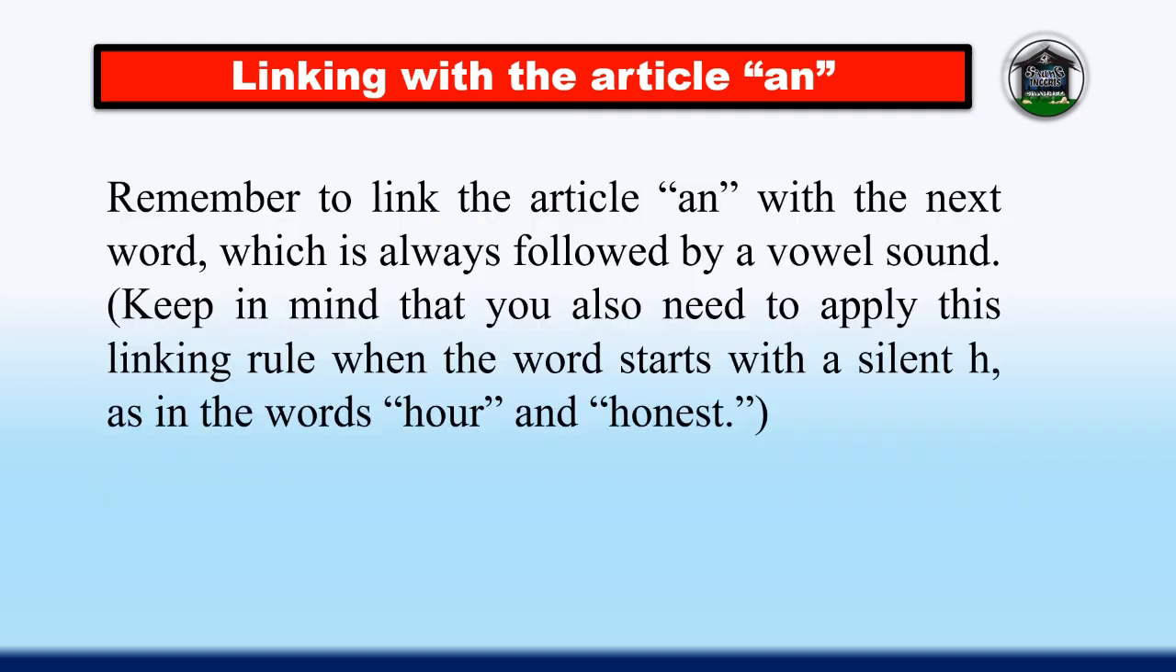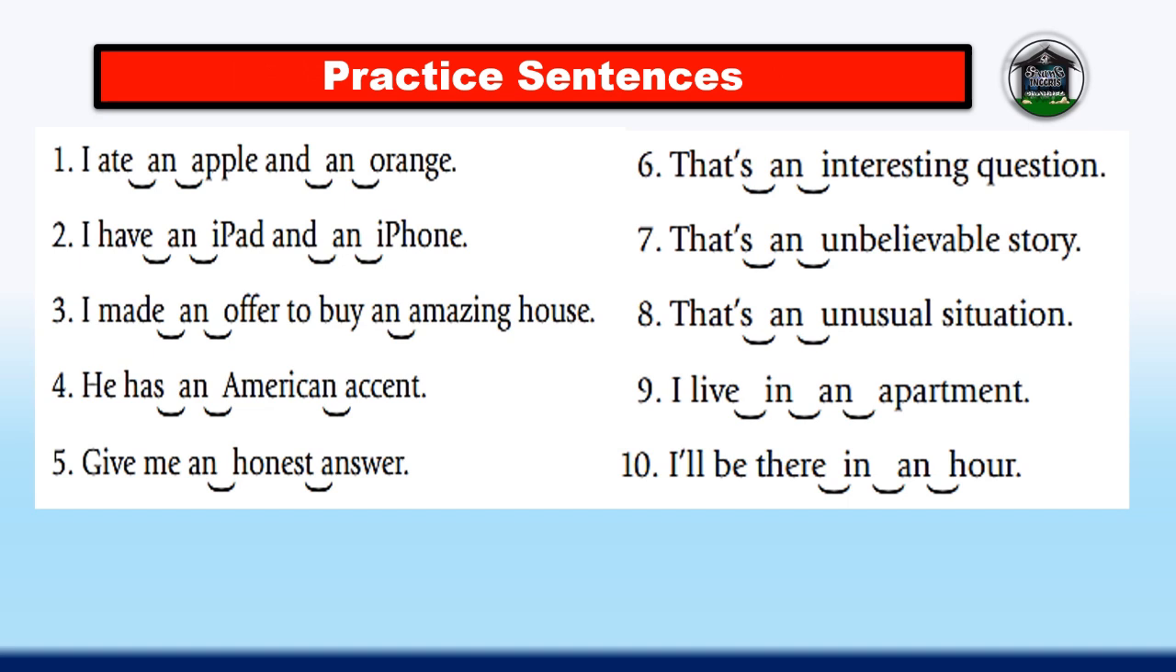Linking with the article "an." Remember to link the article "an" with the next word, which is always followed by a vowel sound. Keep in mind that you also need to apply this linking rule when the word starts with a silent H, for example, in the words "hour" or "honest." Sentences for practice. I ate an apple and an orange. I have an iPad and an iPhone. I made an offer to buy an amazing house.